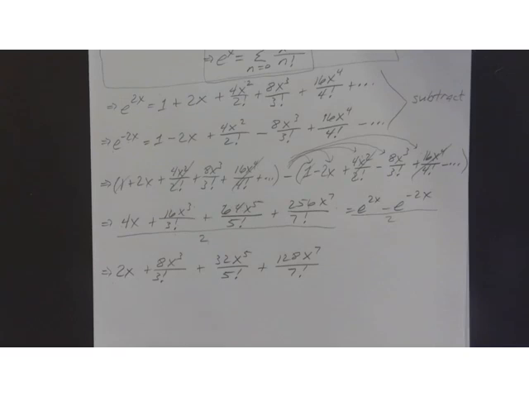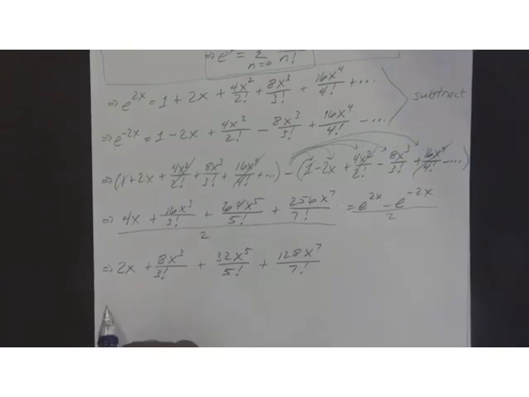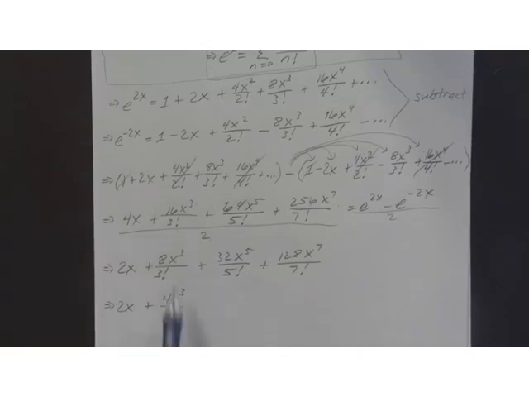Okay. So if we expanded all of our factorials and simplified each fraction, we'd end up with 2x plus 4x to the third power divided by 3, because the 2 simplified there, plus 4x to the fifth power divided by 15, plus 8x to the seventh power divided by 315. So that's just the simplified version of it.